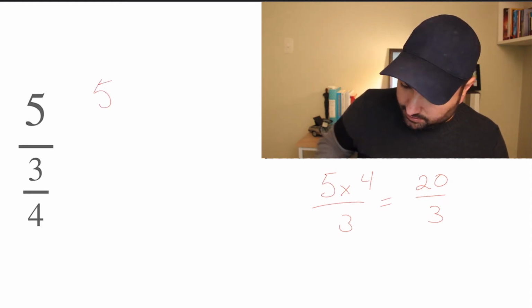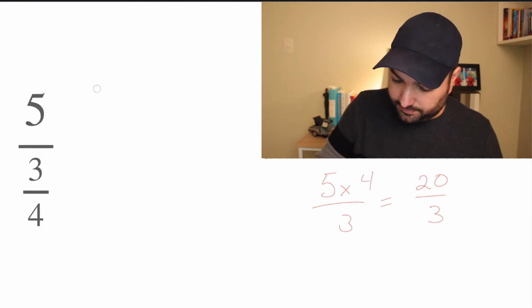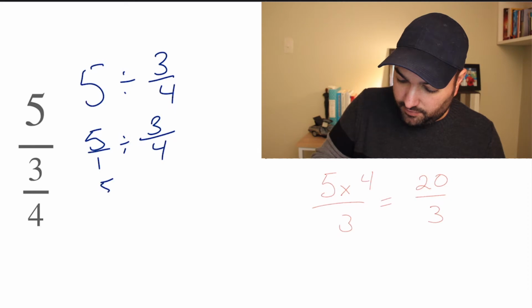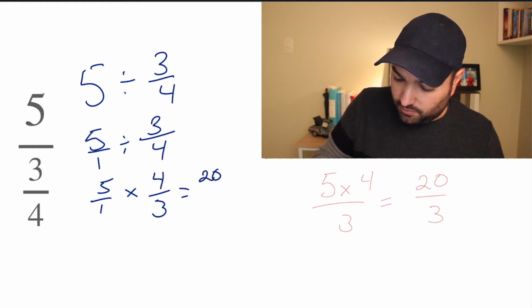So we have 5, I won't do it with that color, sorry. We'll do 5 divided by 3/4. We'll have 5 over 1 divided by 3/4. We'll have 5 over 1 times 4 over 3. And then we'll multiply our fractions through and we'll get 20 over 3.